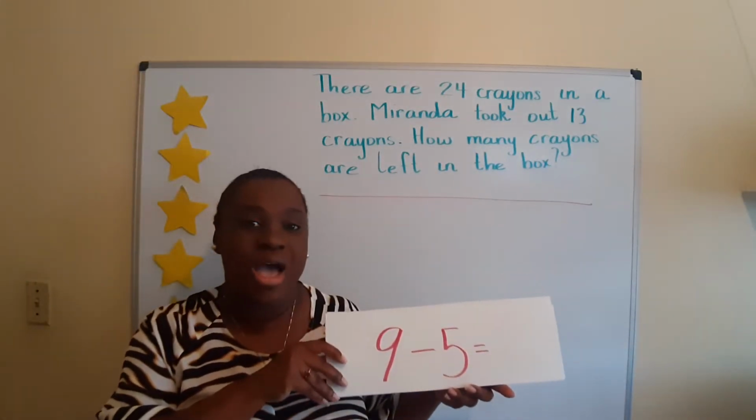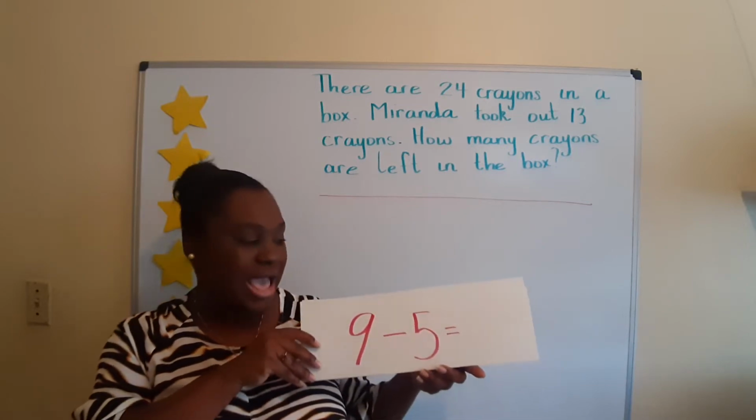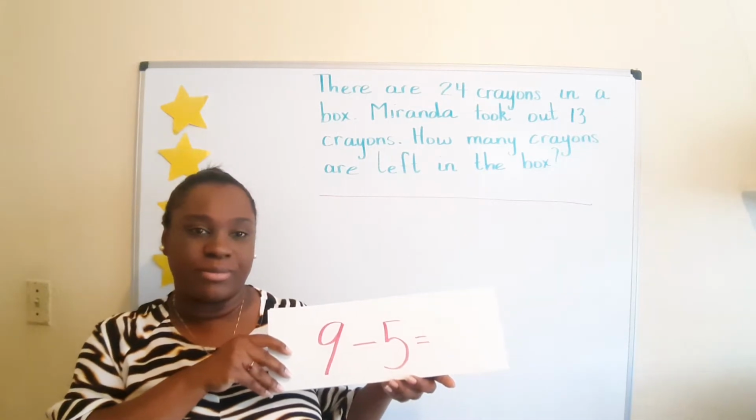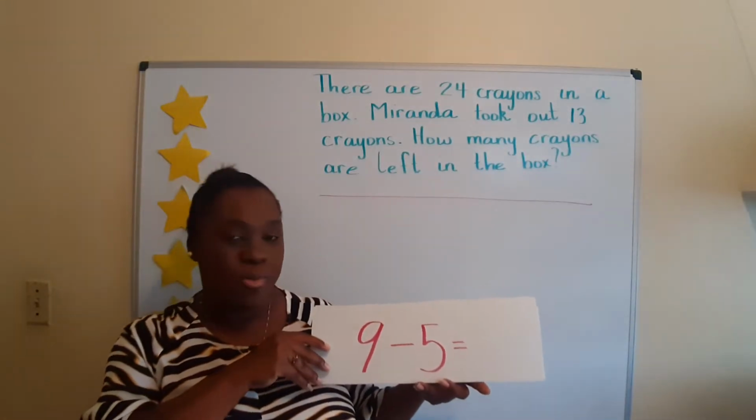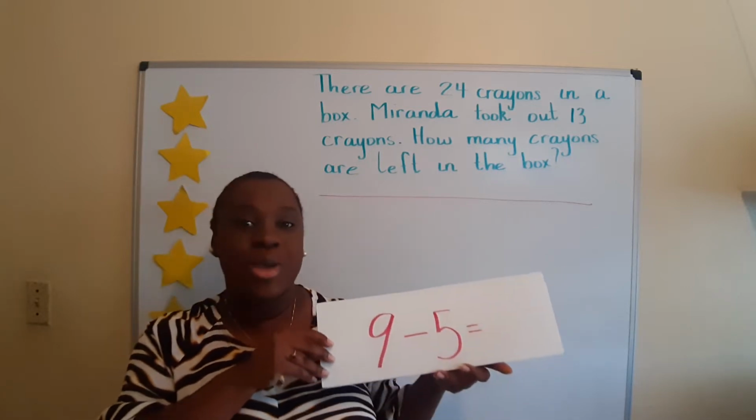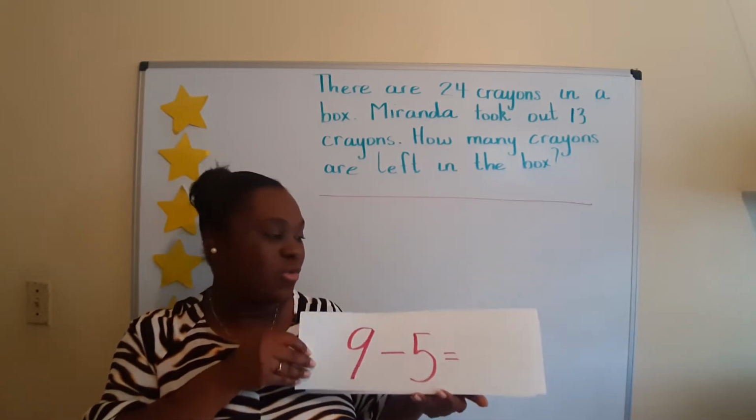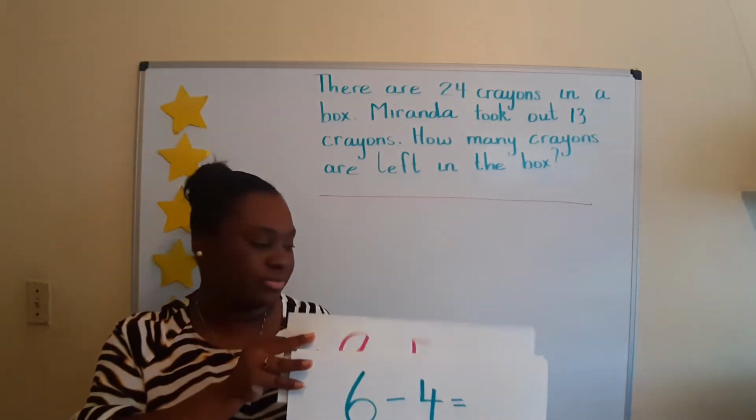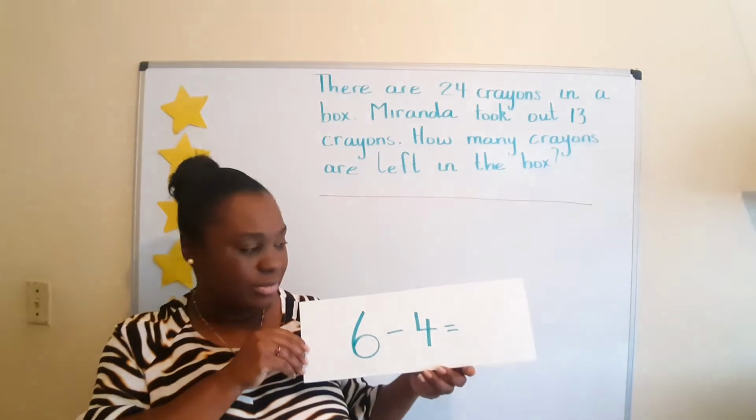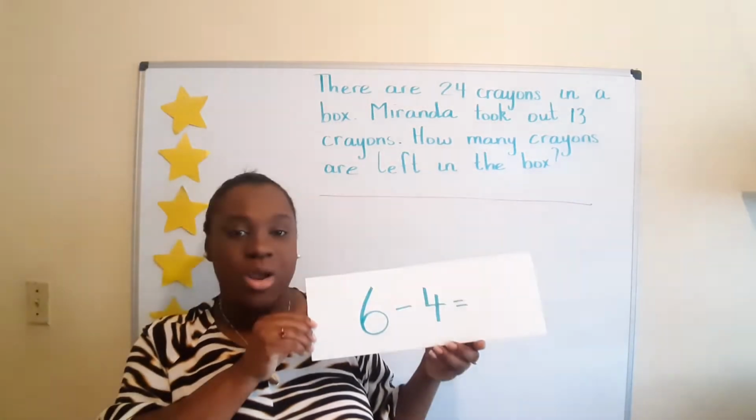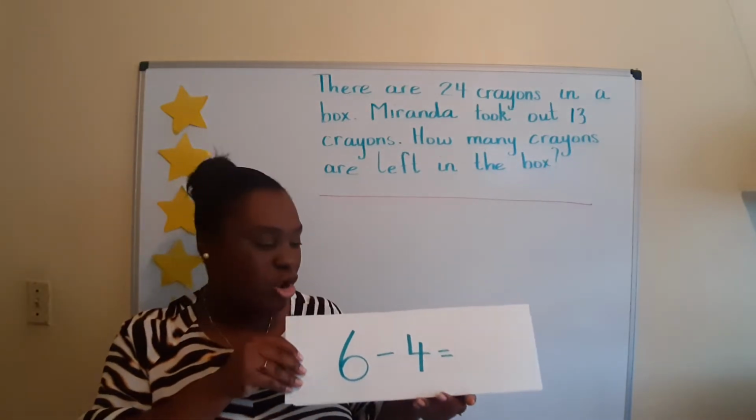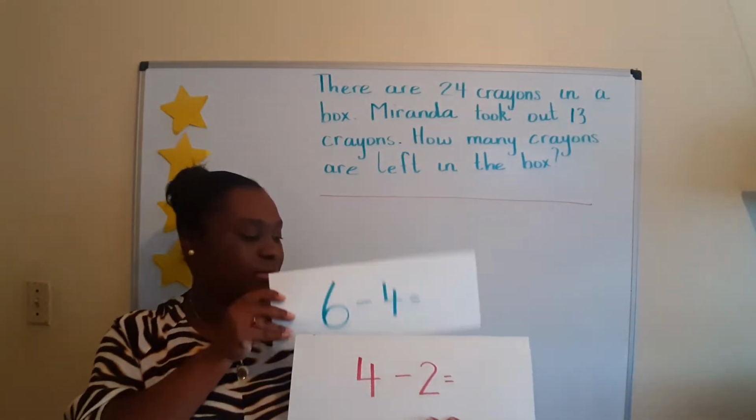9 take away 5. What is 9 take away 5? Let's use our superpower thinking skills. 9 take away 5 is equal to 4. Very good. 6 take away 4. 6 take away 4 leaves us with 2. Good job. Let's keep it moving.